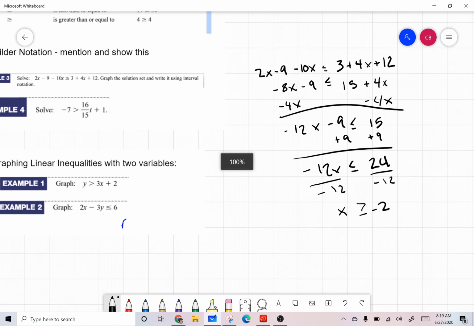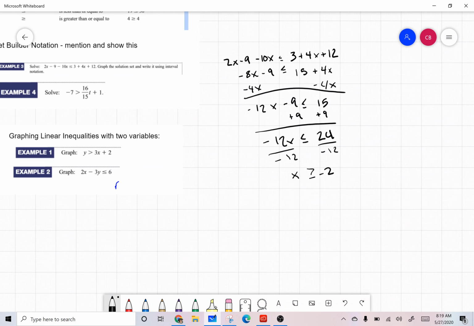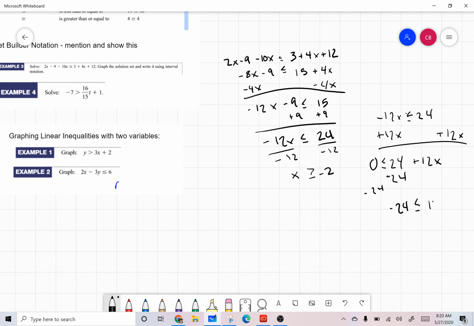There are multiple ways to solve this. If I had negative 12x is less than or equal to 24, another way I could solve this is add 12x to both sides. And now I have 0 is greater than or equal to 24 plus 12x. And then I can subtract 24. So negative 24 is less than or equal to 12x. Divide by 12. And now I have negative 2 is less than or equal to x, which is exactly the same statement as this.